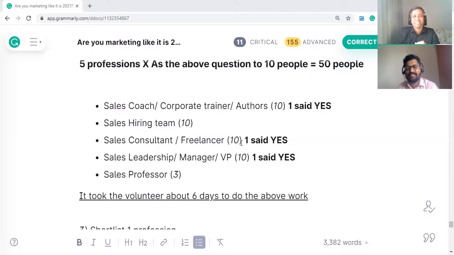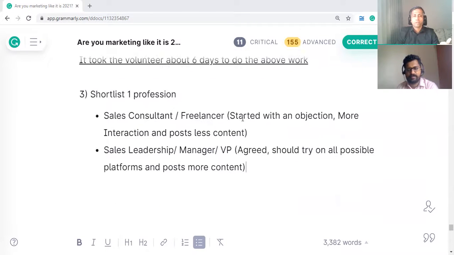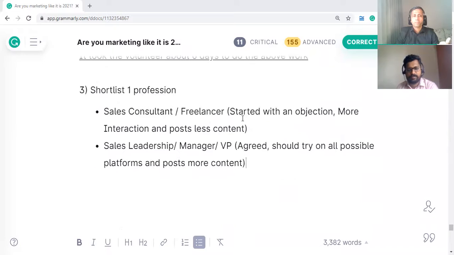We'll see what happens. So the shortlisting part could be challenging, and me and Sagar and the volunteer had a discussion before we picked. And here we will share the tie, and then we will share what we decided to pick and also the reason behind it. So the tie primarily is between the sales consultant and sales leadership.